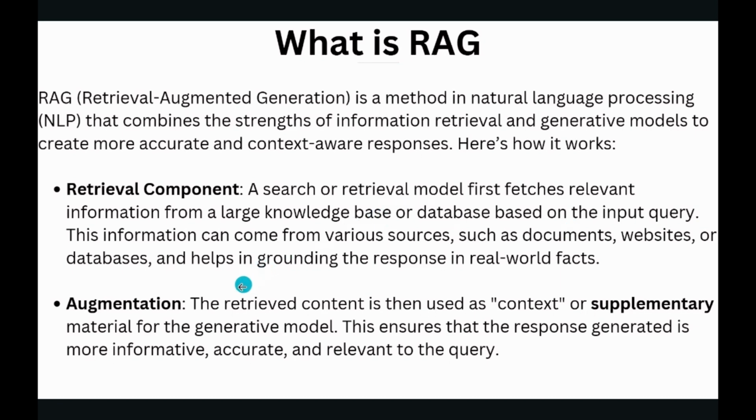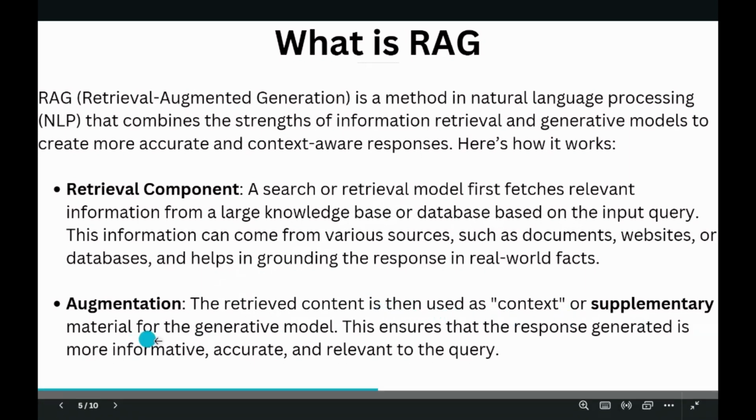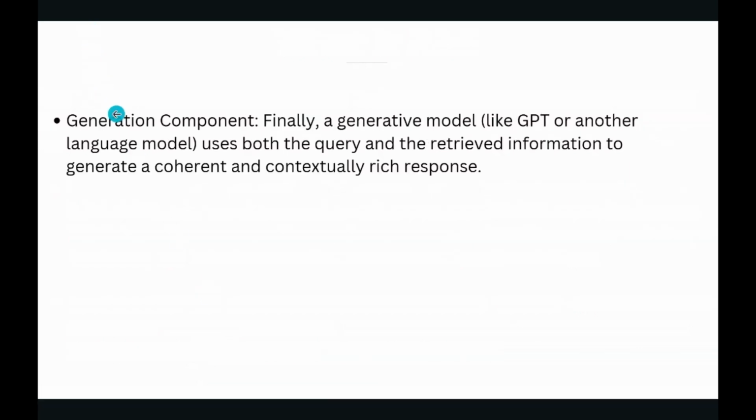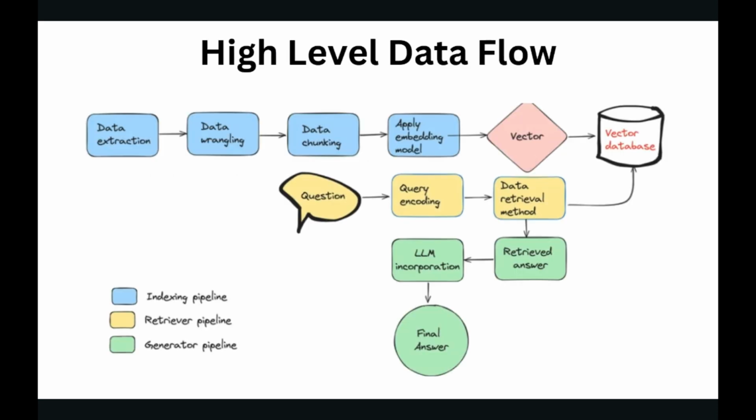So in the augmentation, the retrieved content is then used as a context or a supplement to the material for the generative model. This ensures that the response generated is more informative, accurate, and relevant to the query. In the generation component, finally it generates the output using both the query and the retrieved information. So when you jump on to the next slide, probably it will provide you more clarity.